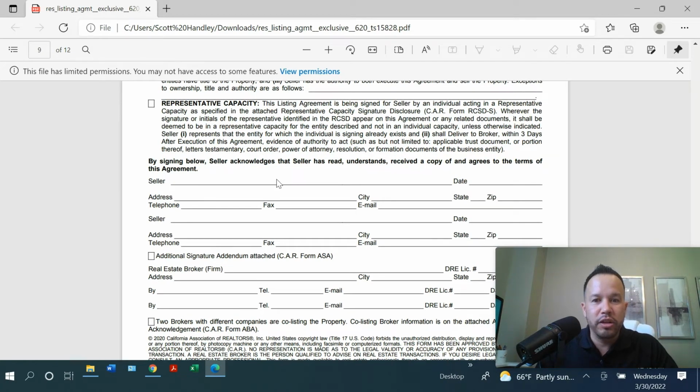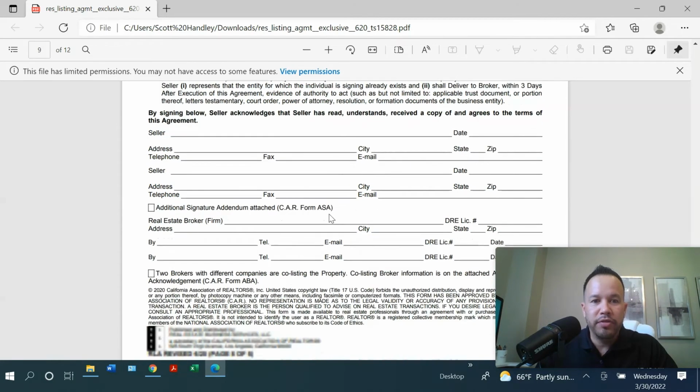This is where the seller is going to have a name and we're going to have them sign their address and fill it out as much as possible, and date as well. So seller, have them sign. If there's more than one, this box here, the additional signature addendum, the ASA will get attached. So if there's more than one signature, we'll need it there.